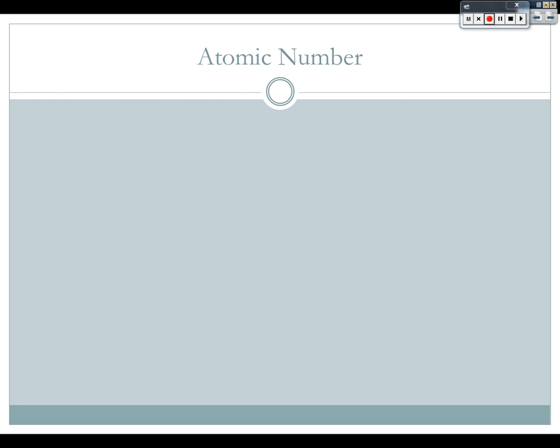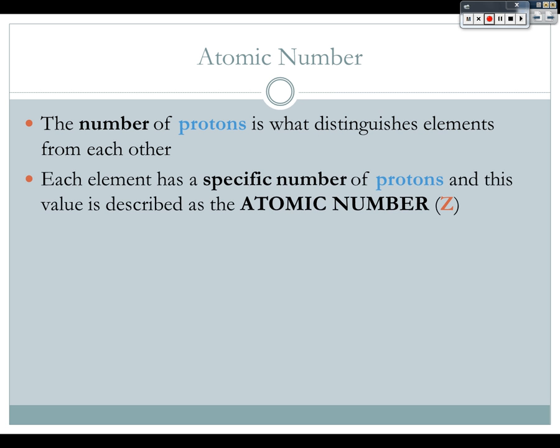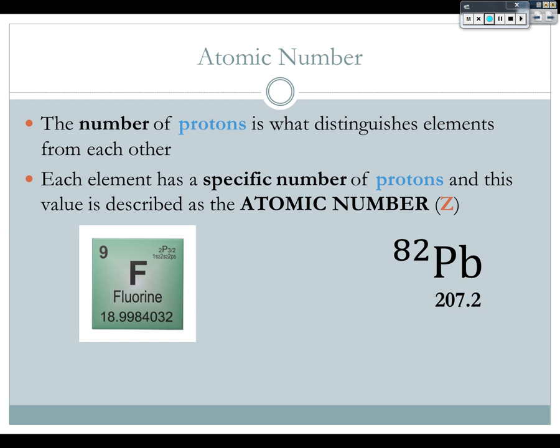Now let's talk about atomic numbers. So that was atomic mass. This is atomic number. The atomic number is the number of protons, and it's what distinguishes elements from each other. Each element has a specific number of protons, and that is the atomic number, or Z. So if we look here, we've got fluorine and lead. Now, fluorine's atomic number is 9, lead's is 82. That means fluorine has 9 protons, lead has 82 protons.